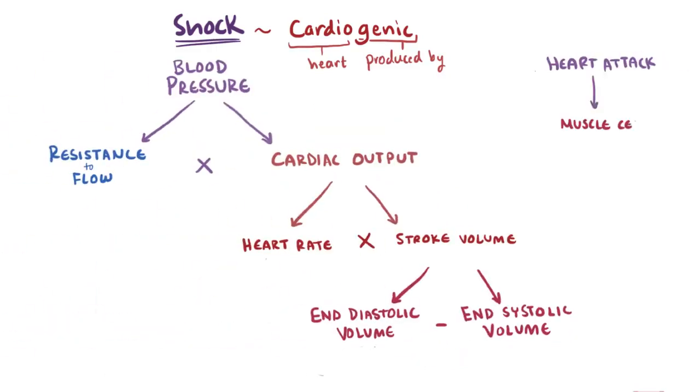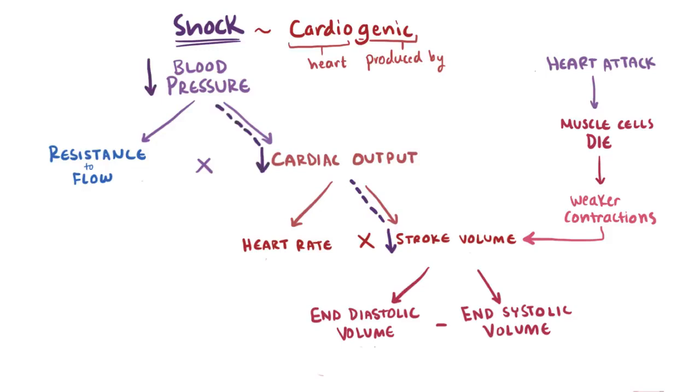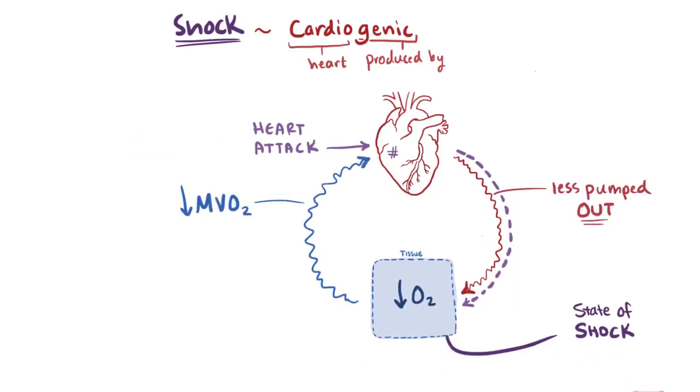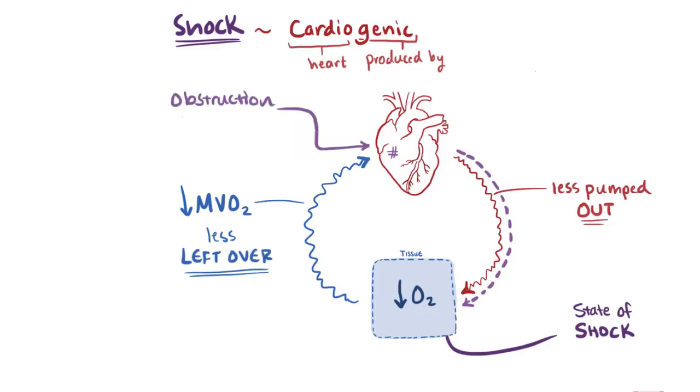When the heart's muscle cells die, it can't contract as hard, which means the amount of blood pumped out, or stroke volume, goes down, and therefore cardiac output goes down as well. In the same way as with hypovolemic shock, the body releases vasoconstrictors to increase vascular resistance and help maintain blood pressure. Also, as with hypovolemic shock, MVO2 will be down since there's less oxygen being pumped out, and so less will be left over. Sometimes there might be an obstruction that doesn't allow the heart to fill properly with blood.